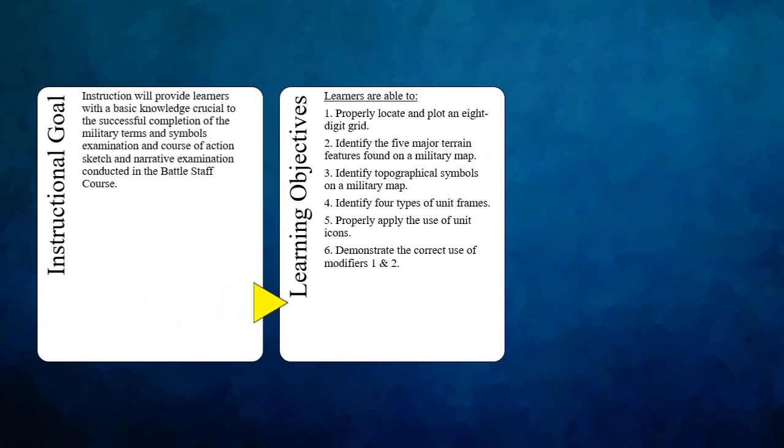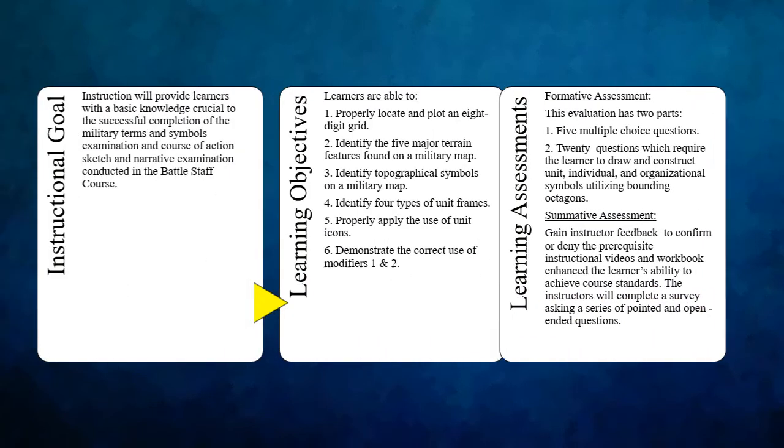Learning objectives. Number 1. Learners are able to properly locate and plot an 8-digit grid coordinate. Number 2. Learners are able to identify the 5 major terrain features found on a military map. Number 3. Learners are able to identify topographical symbols on a military map. Number 4. Learners are able to identify the 4 types of unit frames. Number 5. Learners are able to properly apply the use of unit icons. And number 6. Learners are able to demonstrate the correct use of modifiers 1 and 2.